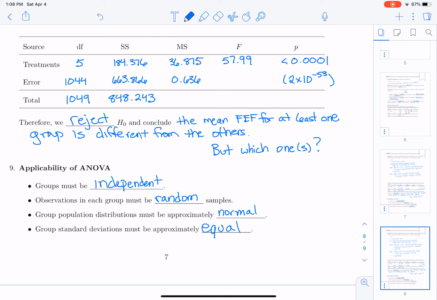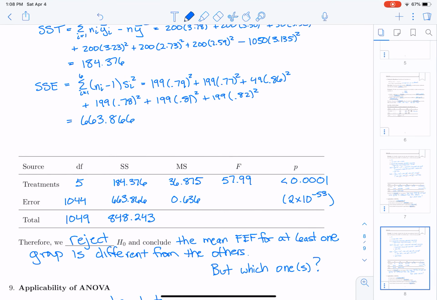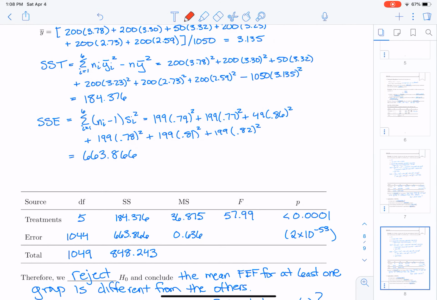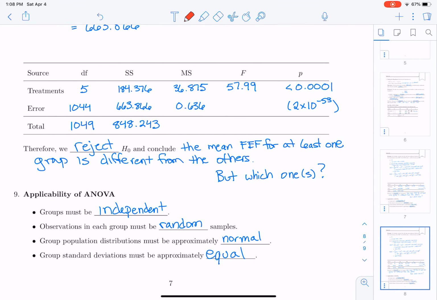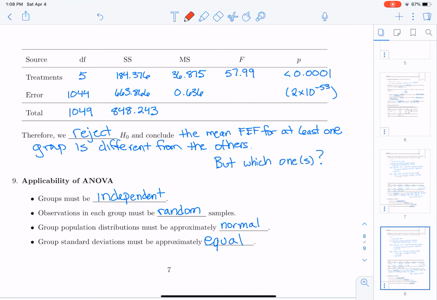You'll see we used the group standard deviations earlier in our computation. We saw that they ranged between 0.77 and 0.86, so they were all approximately equal for this study, and we need that to be true in order for us to be able to apply that F distribution like I showed you in the previous video. So group standard deviations must be approximately equal. Well, that finishes an example of how to apply ANOVA, and so now we want to move on to finding out which of the different groups might actually be statistically different from each other.